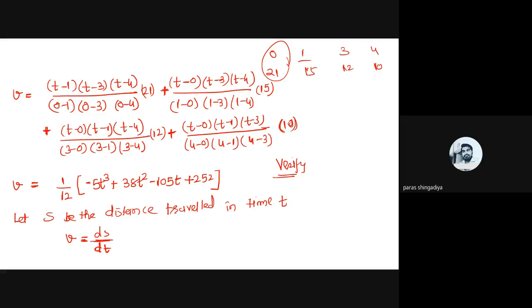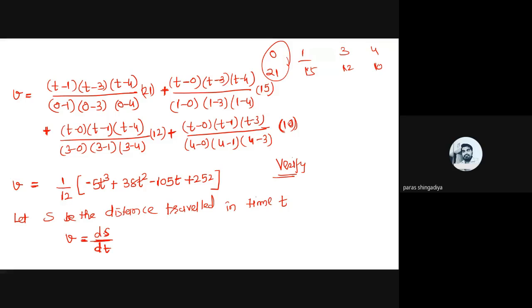Velocity means the speed. So v is equal to ds by dt, and now we require s. So how can we define s from this equation? How can we remove the derivative? Yes, v into t. How can we remove the derivative?